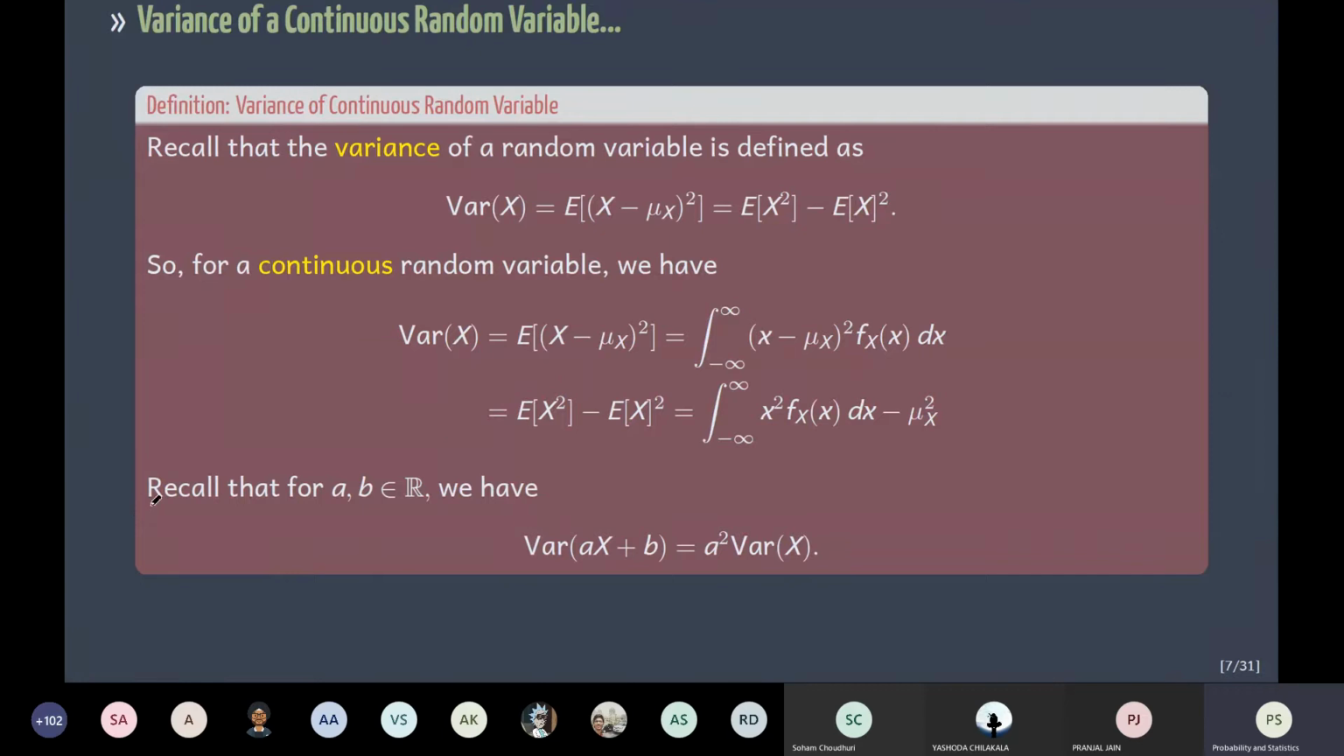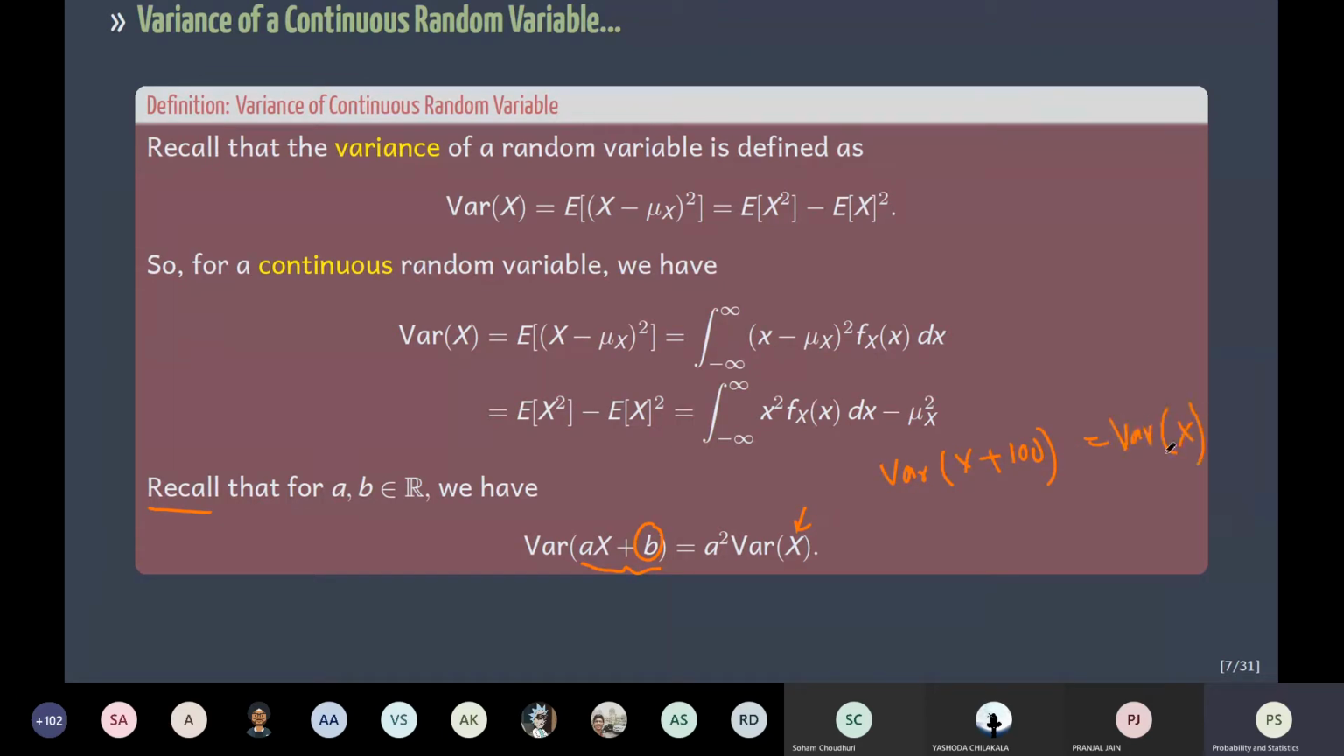We also recall, because we have seen this before, that this also holds in the continuous case: the variance of ax plus b will be a squared times the variance of x. So the constant that comes out is squared. In other words, variance is not a linear function. The constant you add has no effect, so shifting your random variable by some constant has no effect. The variance of x plus 100 is the same as the variance of x.